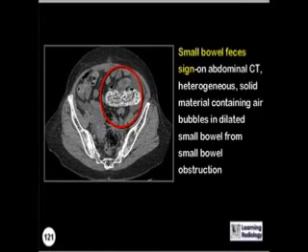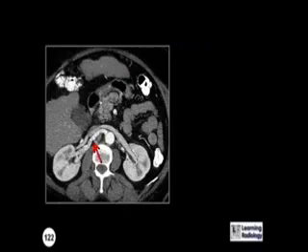This is the small bowel feces sign, seen on abdominal CT. There is heterogeneous solid material containing air bubbles in a dilated small bowel from small bowel obstruction. What is the name of this appearance?